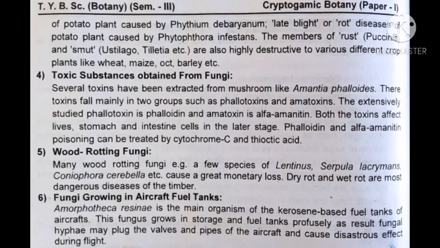Species of fungi like Lentinus and Serpula cause severe wood rotting, and they can damage the quality of wood. Some fungi can also grow in the aircraft fuel tank, and such fungi can grow profusely and may block the valves or pipes of the aircraft and cause a disastrous effect during the flight. So these are some of the negative economic importance of the fungi.